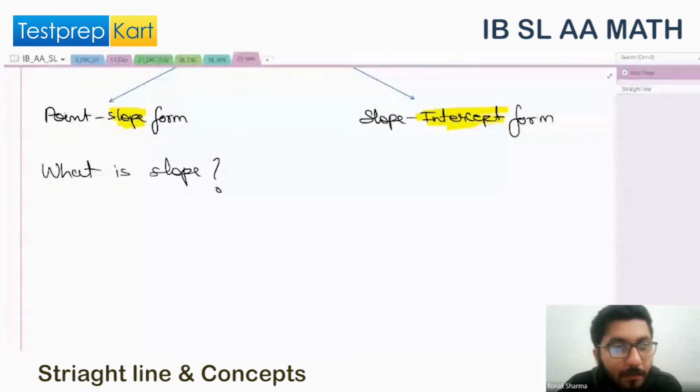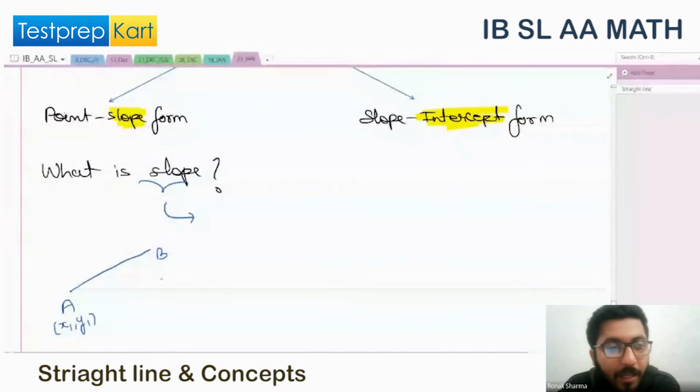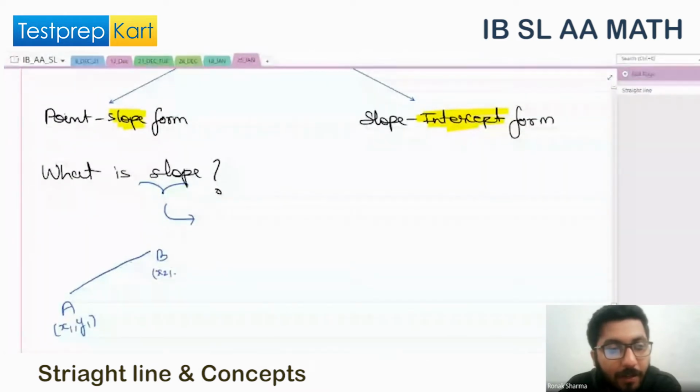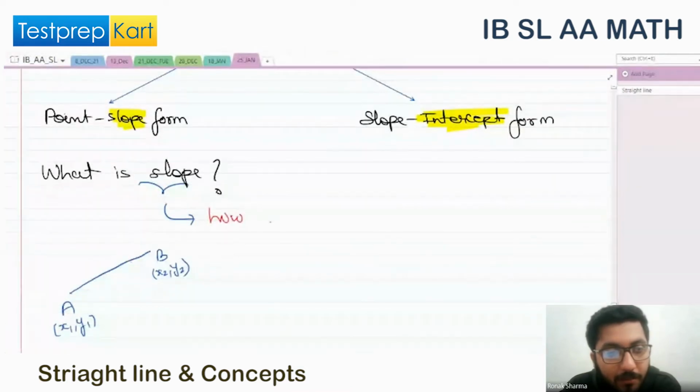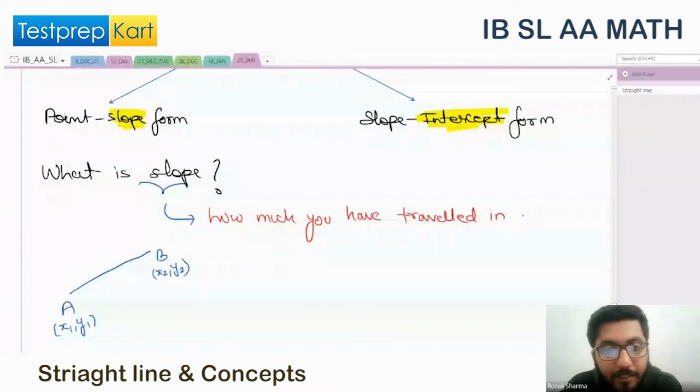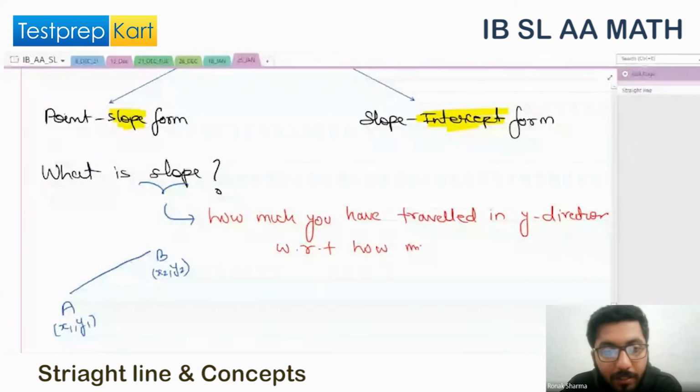See, slope is nothing but, if you are at a point, let's say A, and you are traveling to some other point B. Let's say A has the coordinates x1, y1 and B has the coordinates x2, y2. Then the slope of this path is given by how much you have traveled in y direction with respect to how much you have traveled in x direction.